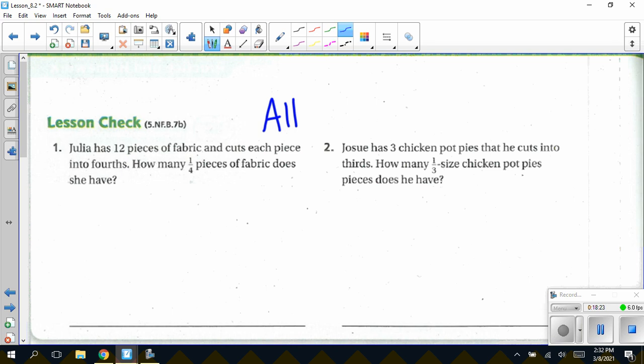Same with number 2. Josu has 3 chicken pot pies that he cuts into thirds. How many 1/3 size chicken pot pie pieces does he have? Show the division, show the multiplication, and give the final answer.